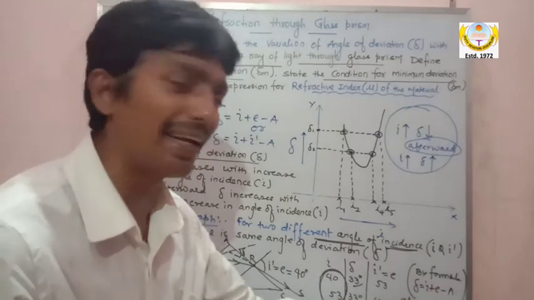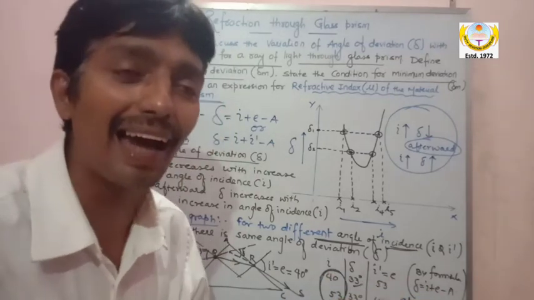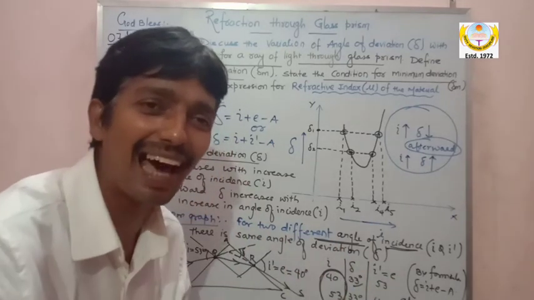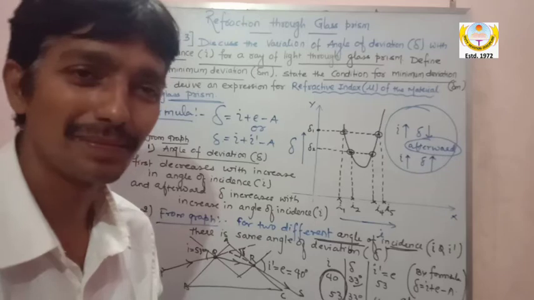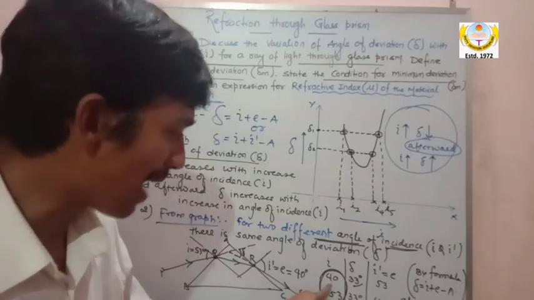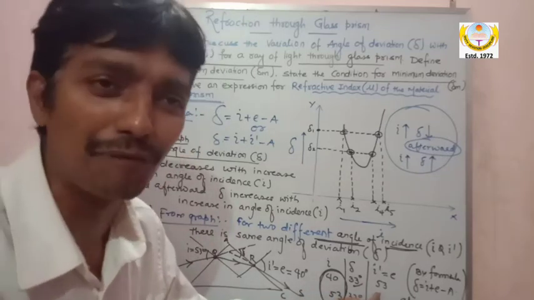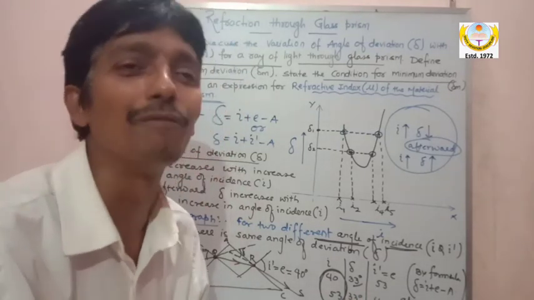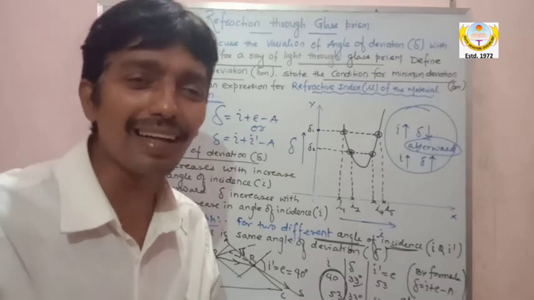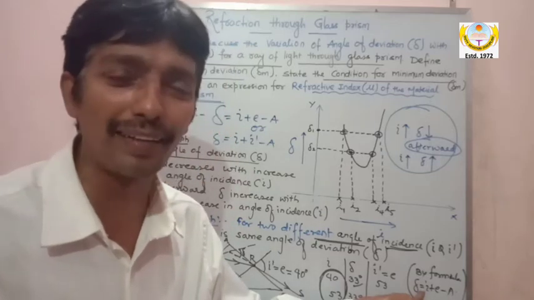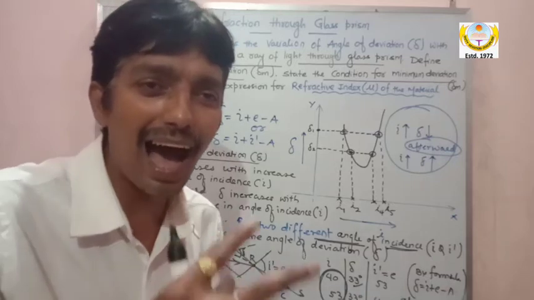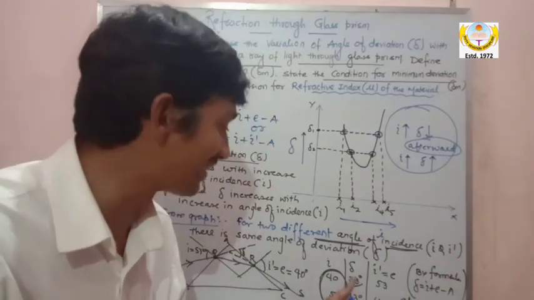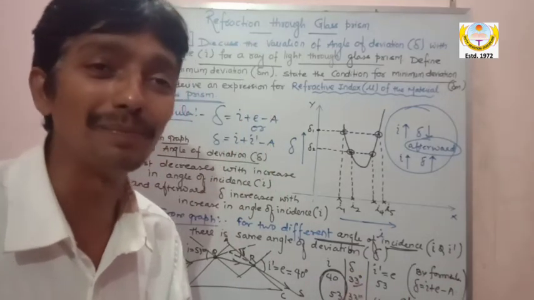What is actually happening? The values of I and I dash get interchanged and delta remains constant. The value of I was 40, I dash was 53. When I was 53, the angle I dash became 40. So what is our conclusion? Sir, in the formula delta is equal to I plus E minus A, the I and E values get interchanged, and hence the delta value remains the same.